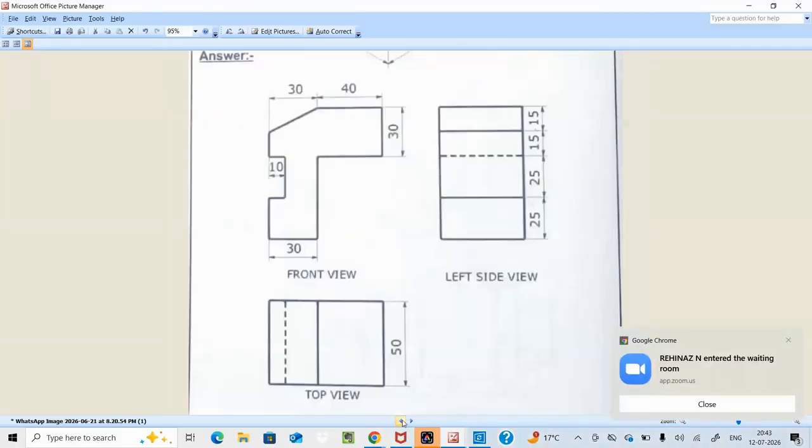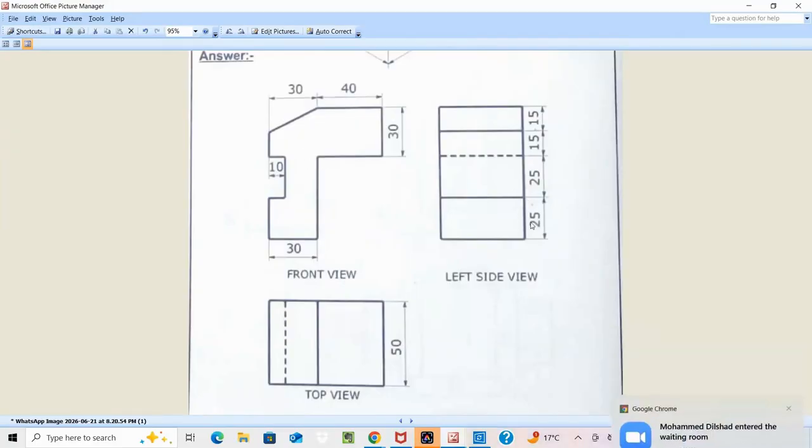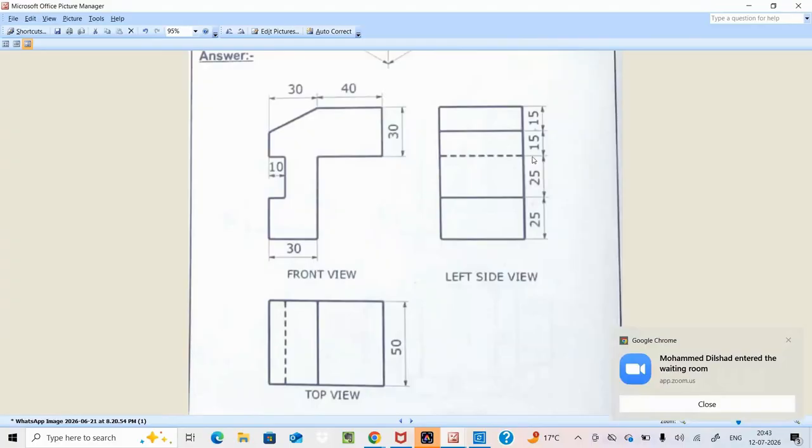Now this is your front view. In the front view, first you will be able to see this 30 mm distance. Similarly, the height of it will be seen in the left side view only. That is 25 plus 25 plus 15 and 50. So this 50 mm distance will be here, and this cut portion is 10 mm.